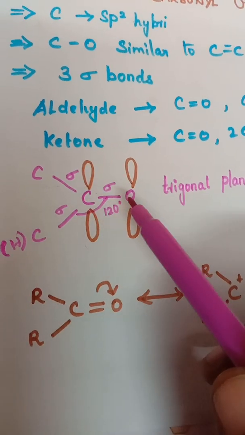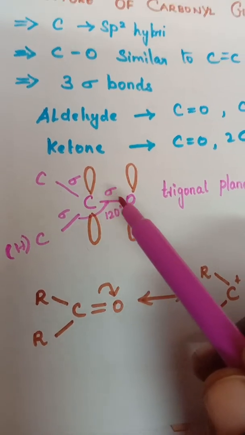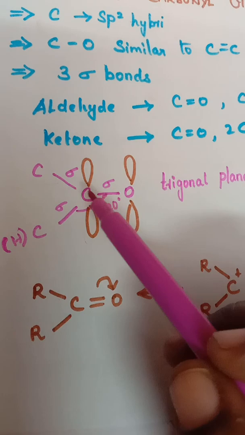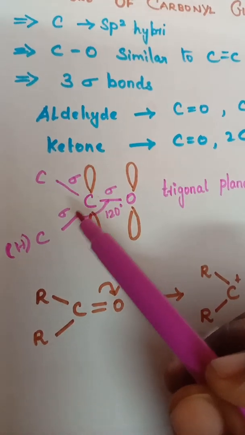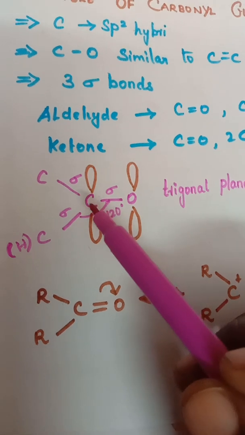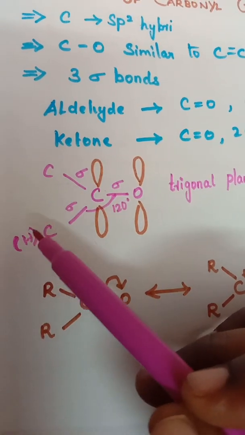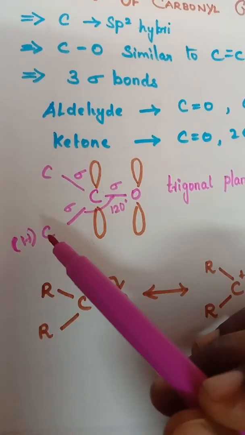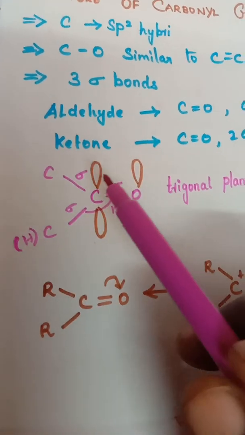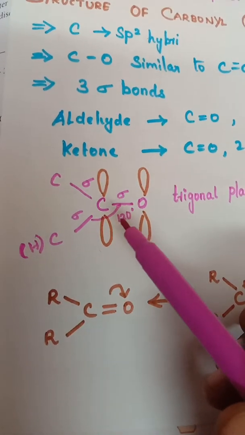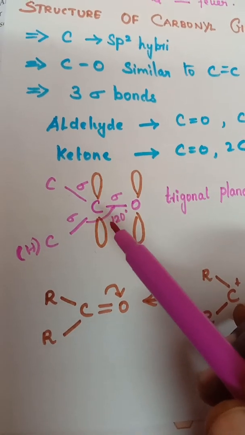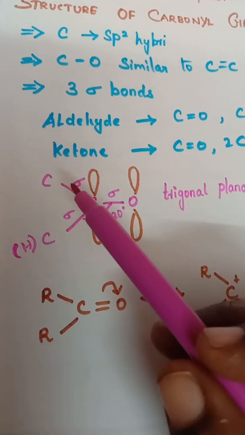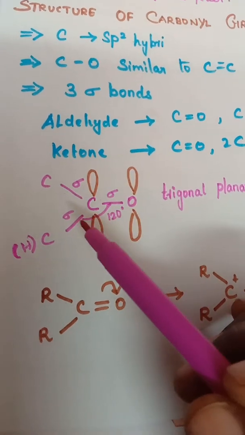So this carbon-oxygen bond is the same for aldehydes and ketones, and this carbon-carbon bond is also the same for aldehydes and ketones, but only the bond here differs. In the case of aldehyde, you say carbon and hydrogen. In the case of ketone, you say carbon and carbon. So all will be sigma bonds only, and the angle is 120 degrees. This is very important, you have to mention the angle. What is the angle? It is 120 degrees. Okay, so three sigma bonds are formed.